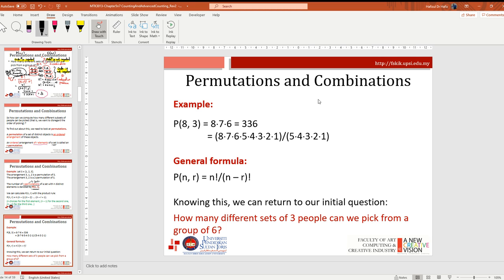Okay, for example, the permutation P(8, 3), and then you have 8 multiplied by 7 multiplied by 6, which is 336. This is equivalent to 8 multiplied by 7 multiplied by 6 multiplied by 5 until 1, divided by 5 multiplied by 4 multiplied by 3 multiplied by 2 multiplied by 1. The formula is 8 factorial divided by 8 minus r factorial. Here, 8 minus r is 5. We have 5 here, we have 8 here.